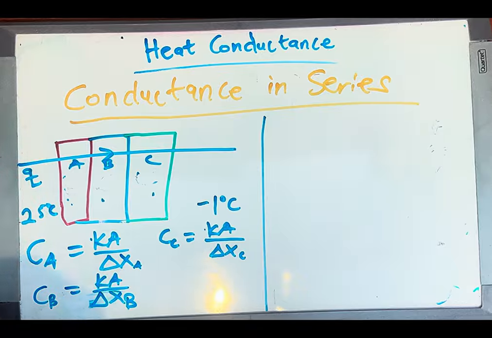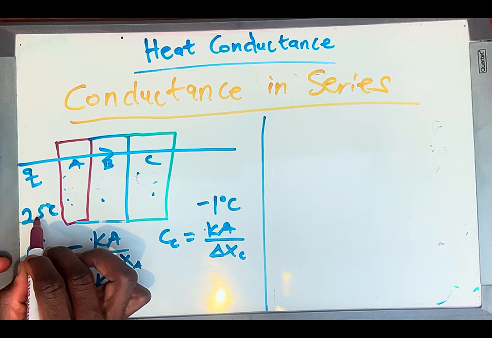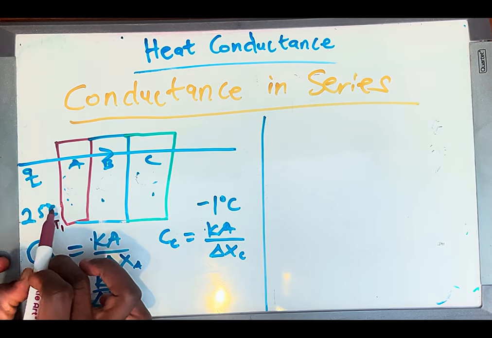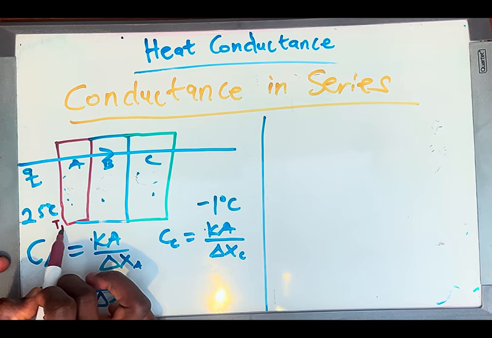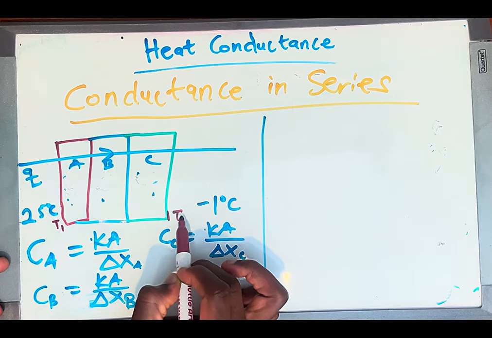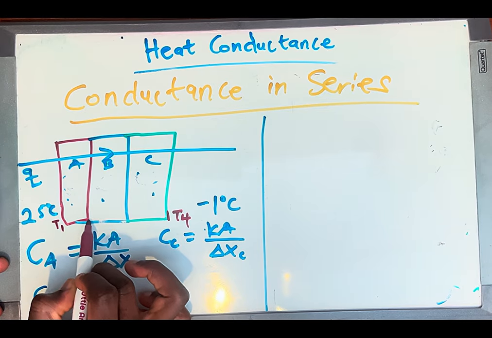Now, let's talk about temperature changes. We know that this is the inside of the room, right? So we have the temperature T1 at the interface of the room. And then the temperature close to the outside of the house is the last one that we have. Let's call this T4. But look at this part, right?